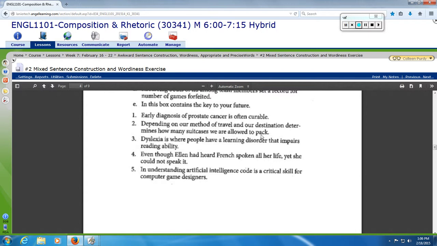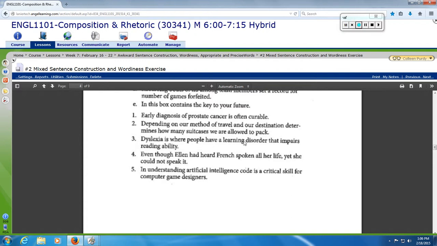Determines how many suitcases we're allowed to pack. So determines is your verb. What determines? Our method of travel and our destination determine how many suitcases we're allowed to pack. Putting "depending upon" there makes that a participial phrase, and you can't use a participial phrase as a subject.